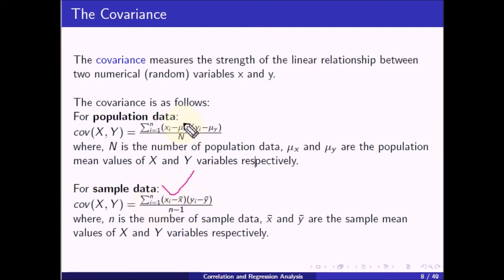Now you can see the difference. Here it is mu x, here it is x bar. So mu x we use for the population mean, and x bar is the symbol used for the sample mean, into yi minus y bar, divided by n minus 1. Instead of n, the total number of data, here we put n minus 1, and that is the difference. Here n is the number of sample data, and x bar and y bar are the sample mean values of x and y variables respectively.